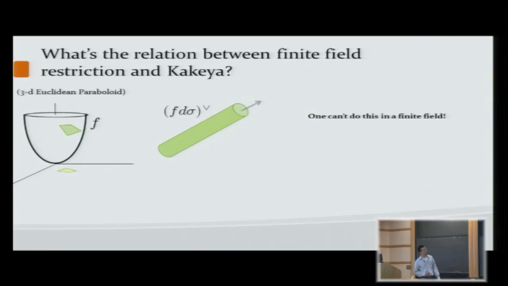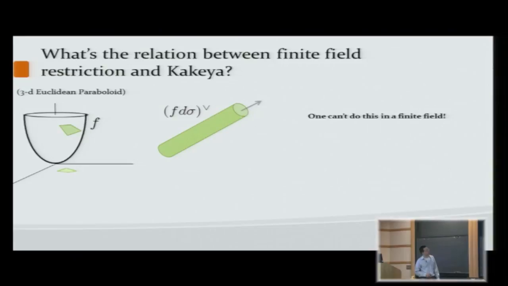But you sort of can't do this in finite fields. If you take a small little part of your finite field and take a Fourier transform of the paraboloid on that, it doesn't concentrate on a tube. It just spreads out all over space. So you couldn't mimic this example.